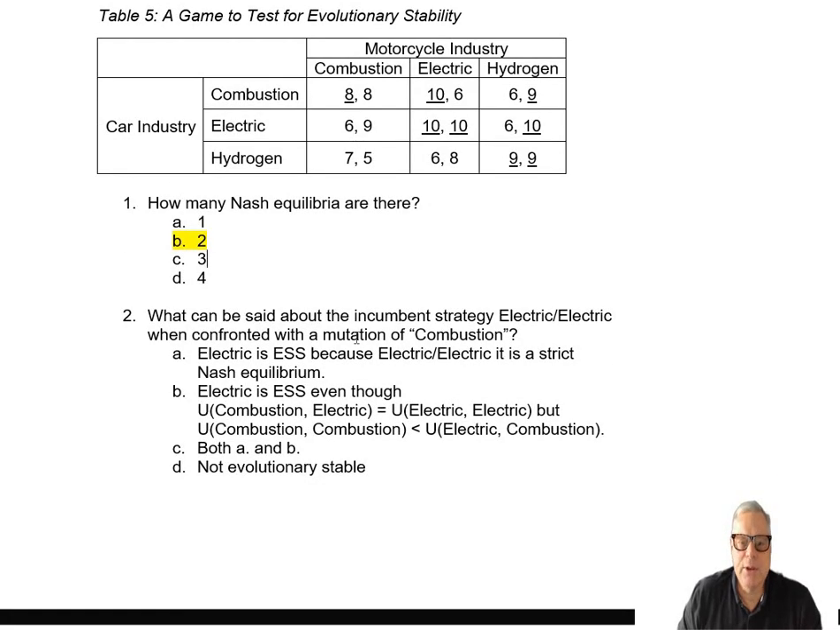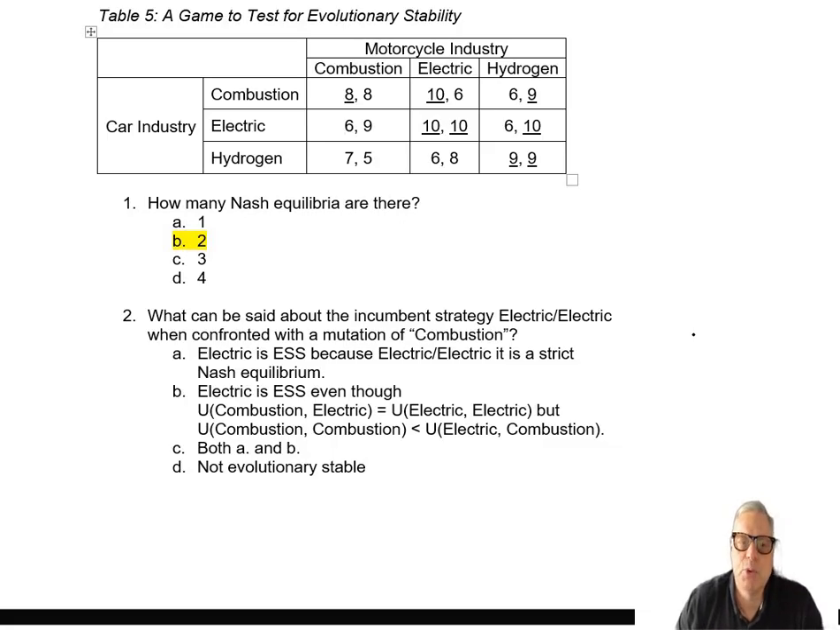So what can be said about the incumbent strategy electric-electric? Let's begin. We start by looking only at this Nash equilibrium. That's where we start. And the question is, what happens if it's confronted with a mutation of combustion?